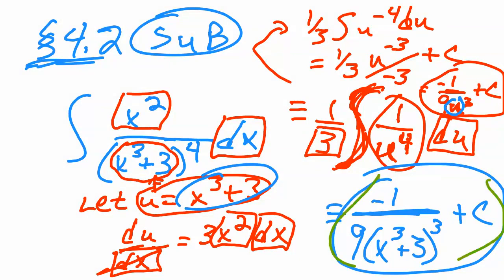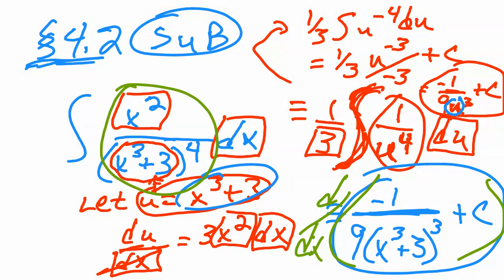I can check this by taking the derivative with respect to x of my answer and making sure that I end up with this. And of course, I would rewrite this as minus 1/9 x cubed plus 3 to the minus 3 power, and then use the power rule. So minus 3 times minus 1/9 is minus 1/3. And then this thing to the second times the derivative of what's inside. The derivative of what's inside is 3x squared. So I've got the x squared, and those 3's would cancel.